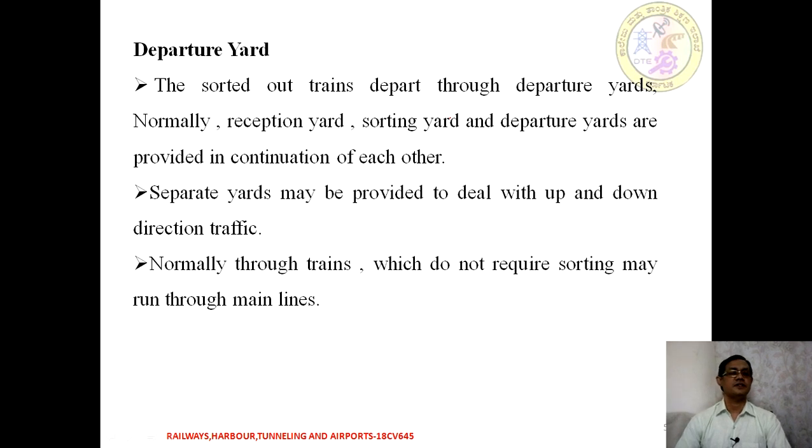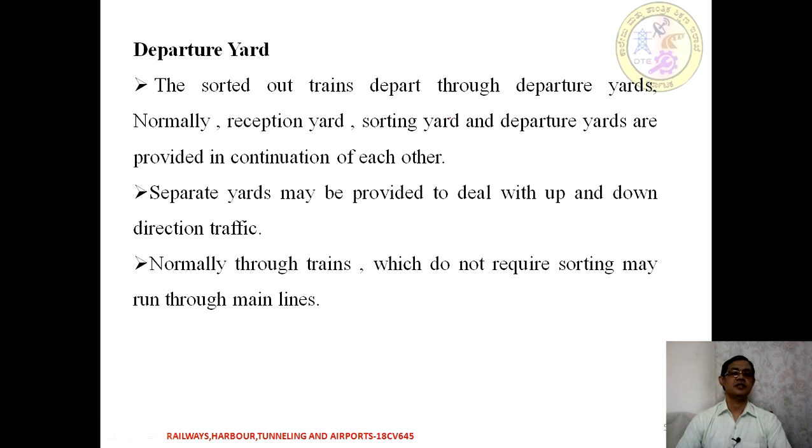The next function is marshalling, as in a departure yard. Once the wagons have been sorted out, the train needs to depart through the departure yard. Normally the reception yard, sorting yard and departure yard are provided in continuation to each other for proper operation. If needed, a separate yard may be provided to deal with up and down traffic.